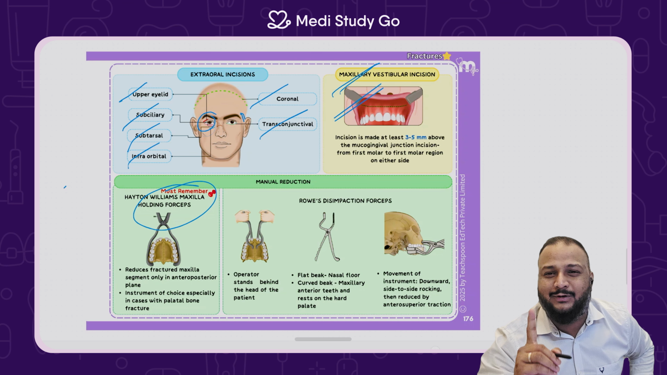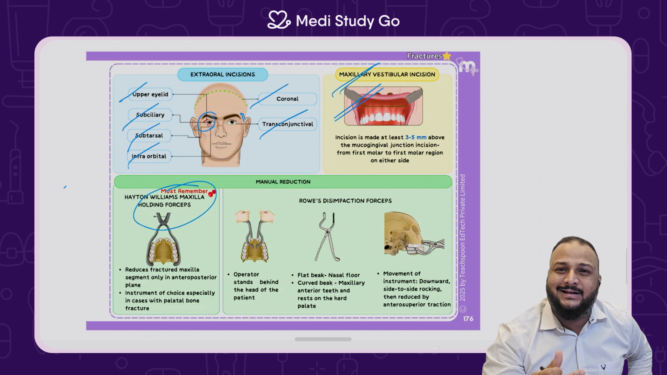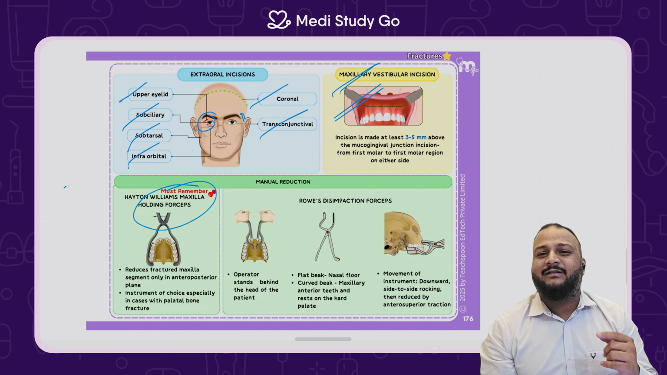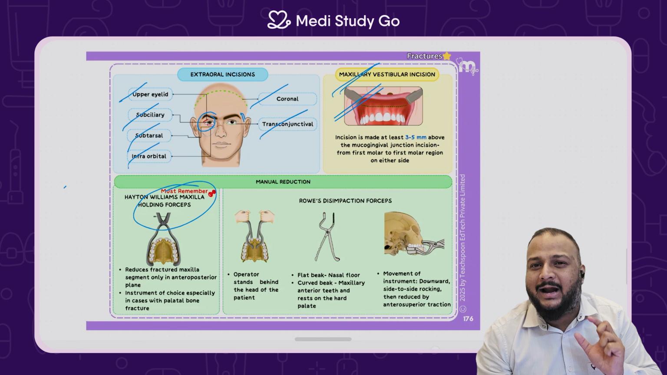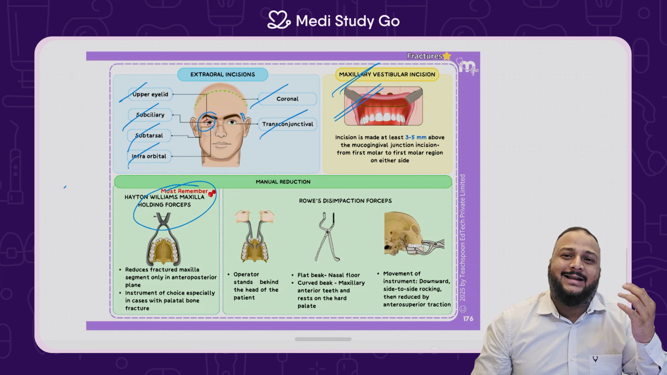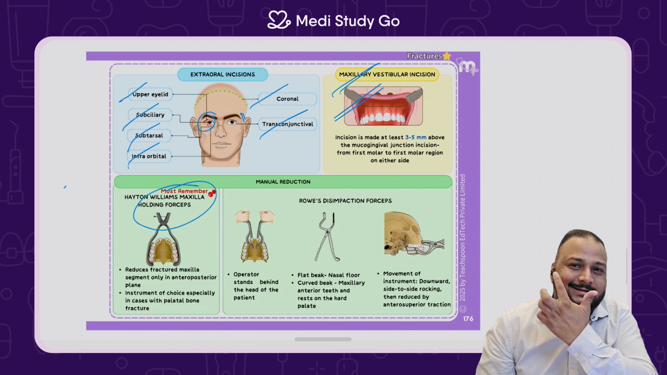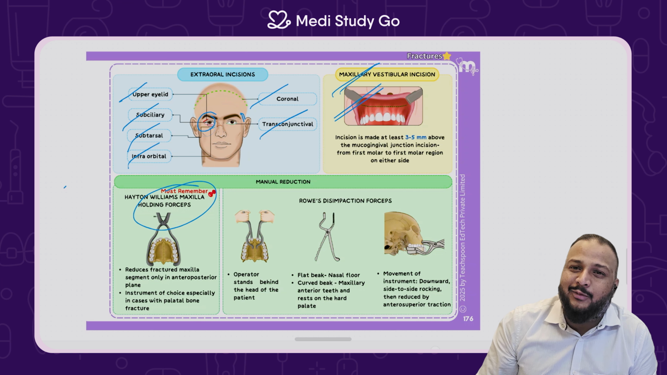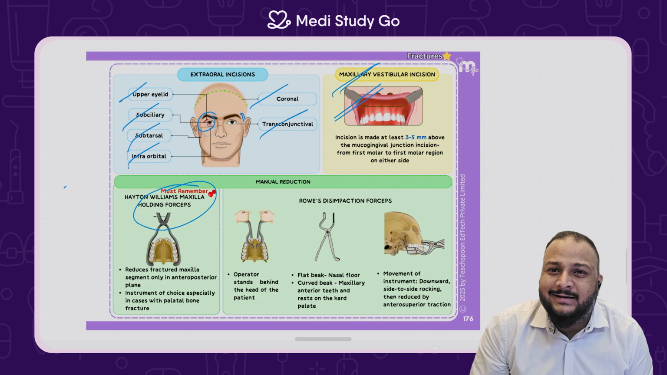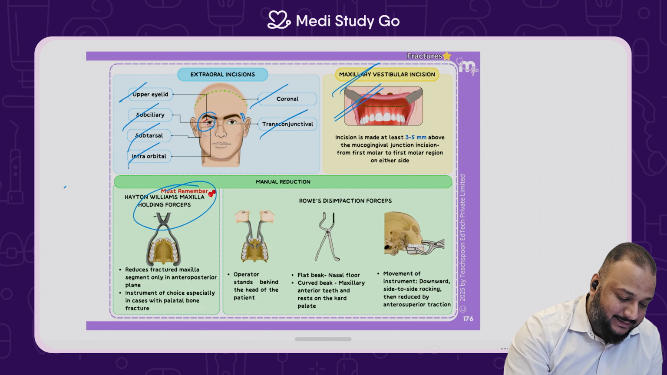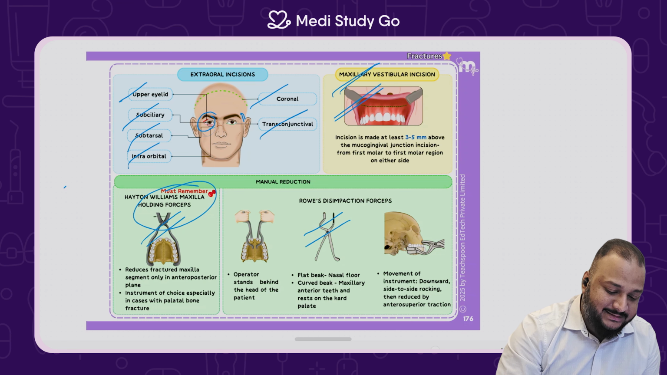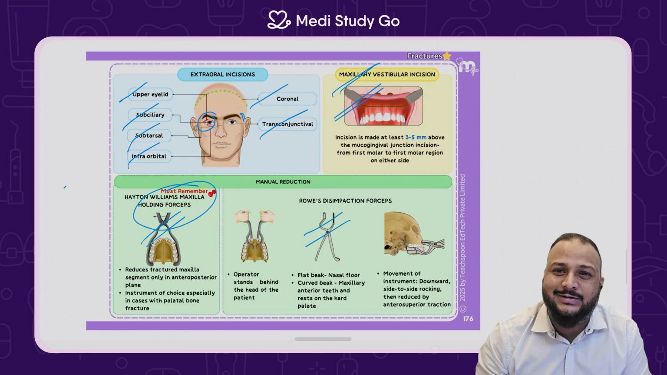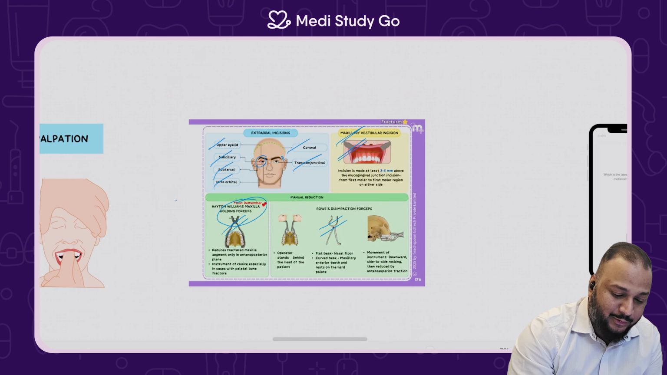Hayton-Williams forceps is one of the most important forceps used for mobilizing the maxilla. Remember what I told you in the previous lectures: even if there is a trauma, that fracture can be inadequately mobilized. There is a chance that some part of bone is still stuck to the cranial skeleton, but if you want to plate it, you want to completely mobilize it. So how do you mobilize it? You mobilize it using either a Hayton-Williams forceps or a Rowe's disimpaction forceps. Once the maxilla is completely mobilized, you can get it into occlusion, and then you are free to plate it.